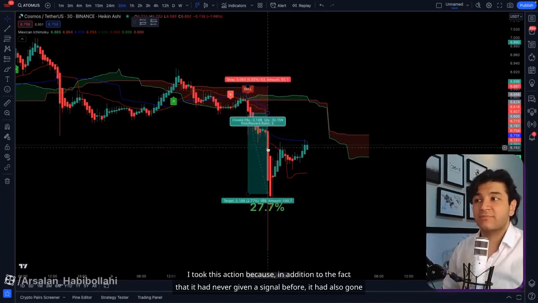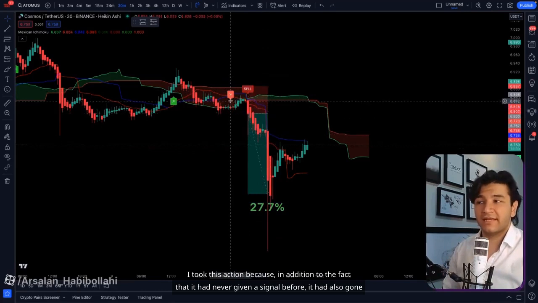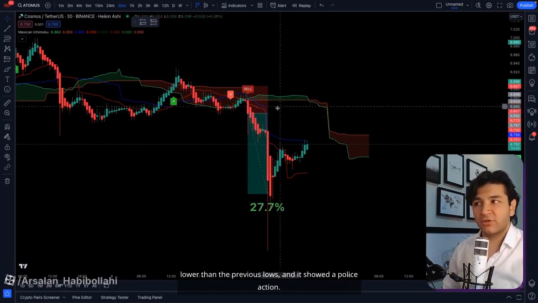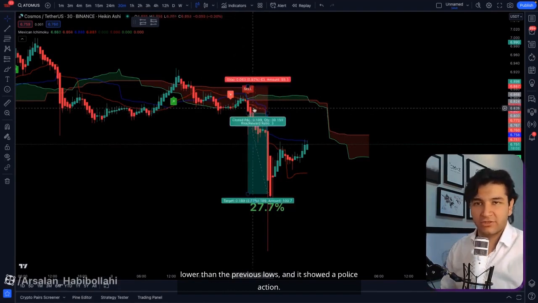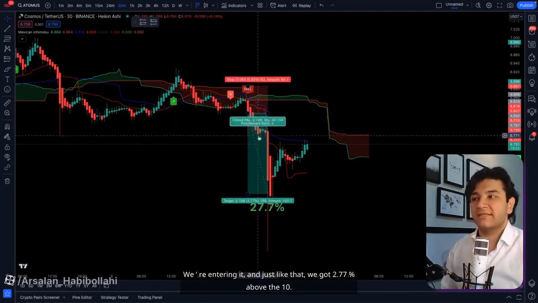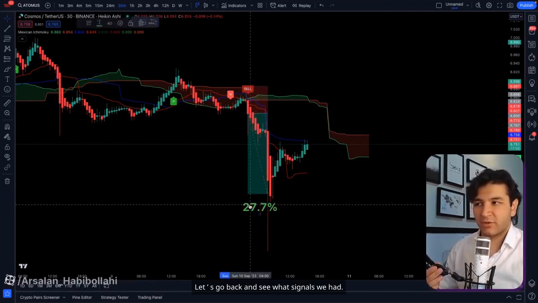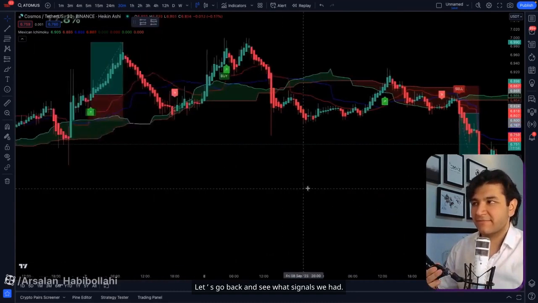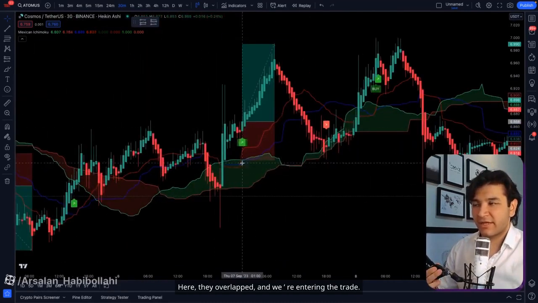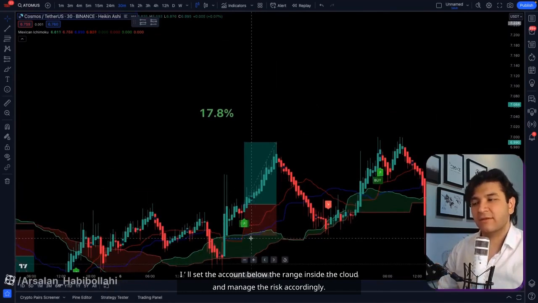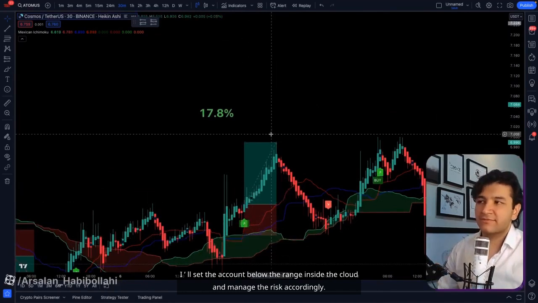I took this action because, in addition to the fact that it had never given a signal before, it had also gone lower than the previous lows, and it showed a police action. We're entering it, and just like that, we got 2.77%. Let's go back and see what signals we had. Here, they overlapped, and we're entering the trade. I'll set the stop below the range, inside the cloud, and manage the risk accordingly.